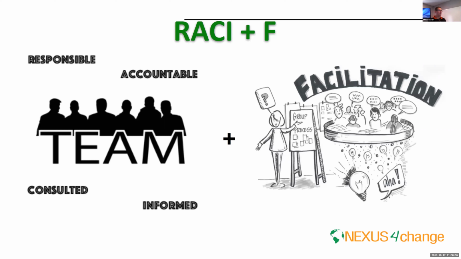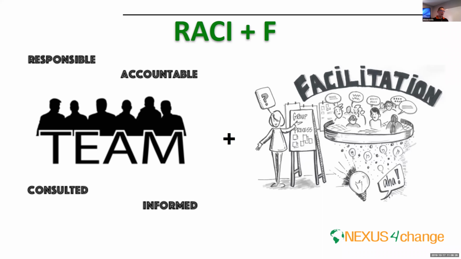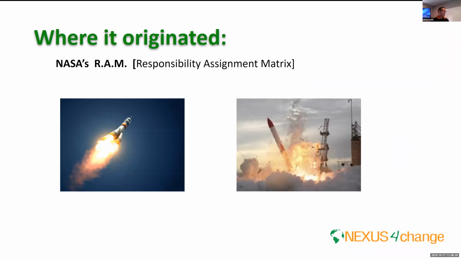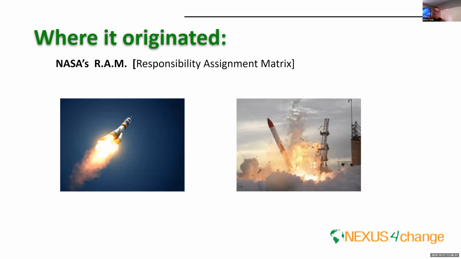And so RACI+F is a tool: responsible, accountable, consulted, informed, and facilitation was added. This tool was used to help people address that. Theo has a nice little story as he looked at the history behind RACI and where it comes from, which I find quite intriguing. Theo, you want to share a little bit?